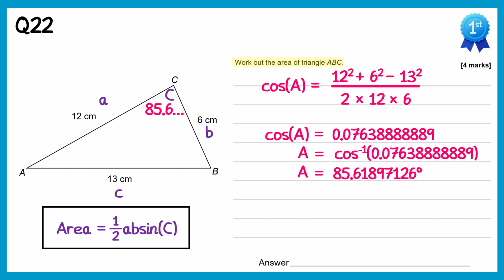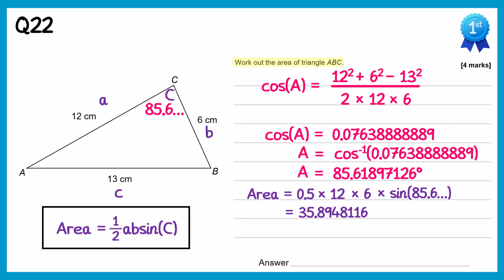Using this formula then, the area is equal to 1/2, multiplied by a, which is 12, multiplied by b, which is 6, multiplied by the sine of C, which is the sine of that angle that I got previously. So if you type all of this into your calculator, taking care to make sure you use the full number for the 85.6, don't just round it off, you'll end up with this number here. Now we can round off our answer though, 35.9, or perhaps 35.89 would also be acceptable.